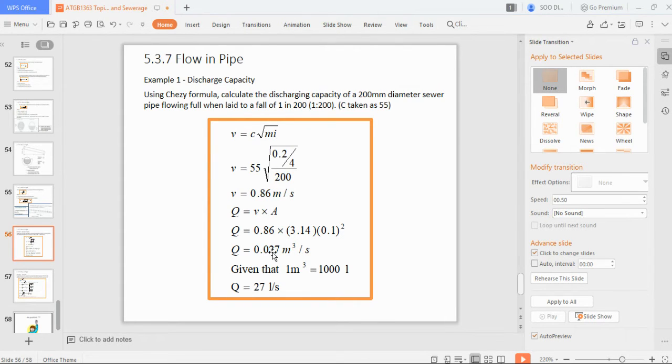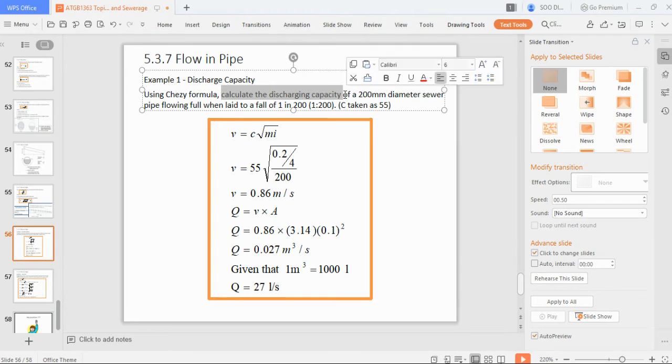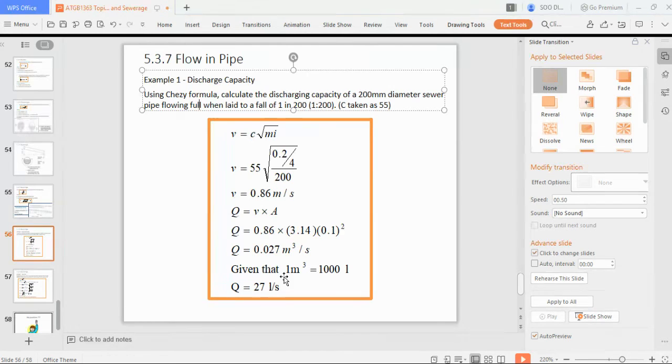Given that 1 meter cube is equal to 1000 liters, you can convert it into liters per second using this conversion rate. If the question didn't ask you to convert the meter cube to liters, then ending the question here is good enough. But if the question asks you to convert it into liters per second, then you have to use the conversion rate to convert it. So this is just a conversion rate.